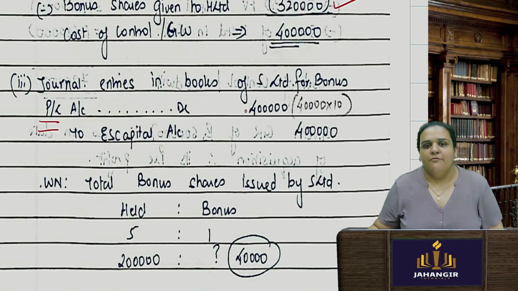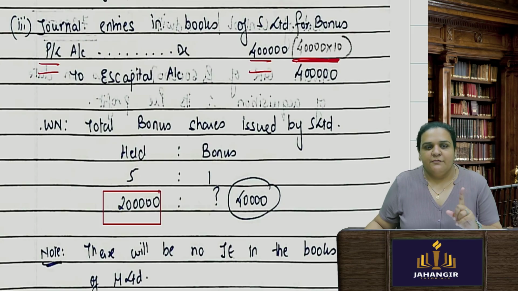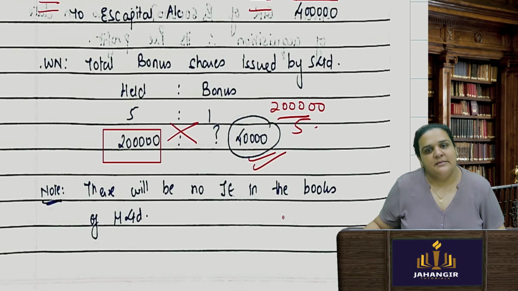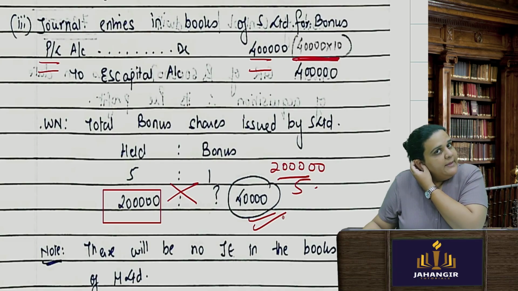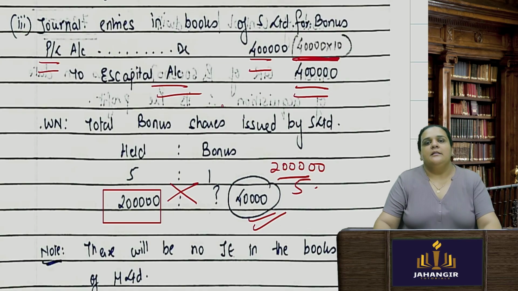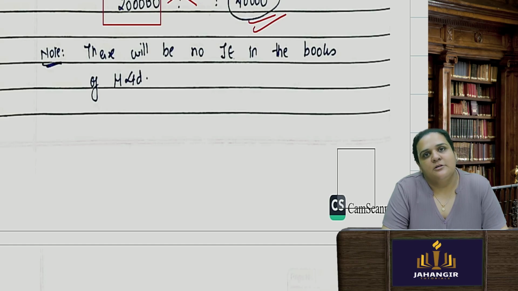So from P&L account 4 lakhs, how many total bonus shares? 40,000 of rupees 10 each. Total number of shares which S Limited has is 2 lakh shares. They are going to give bonus to all, not only to H. So the ratio is 5:1, cross multiplying, 2 lakh shares divided by 5, 40,000 shares will be given as bonus at rupees 10 each. From where will you give it? From P&L account. Debit 4 lakhs, credit equity share capital 4 lakhs, 40,000 into 10 rupees. There will be no journal entry in the books of H Limited.